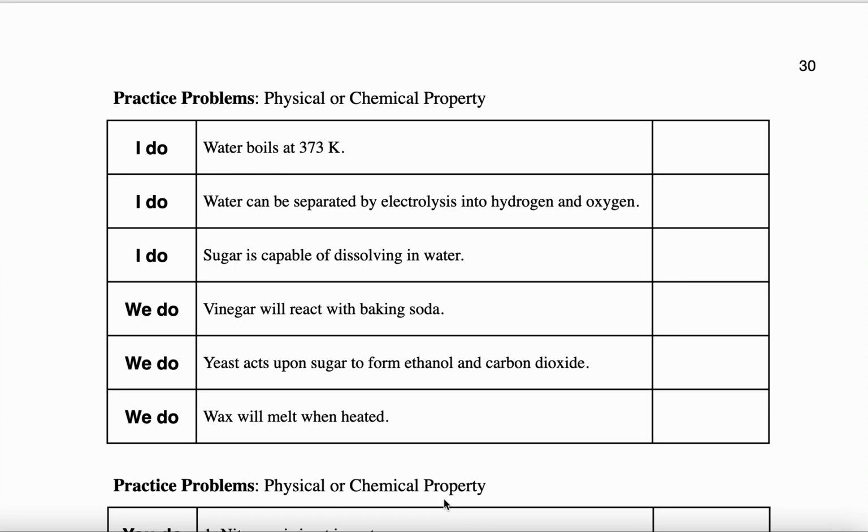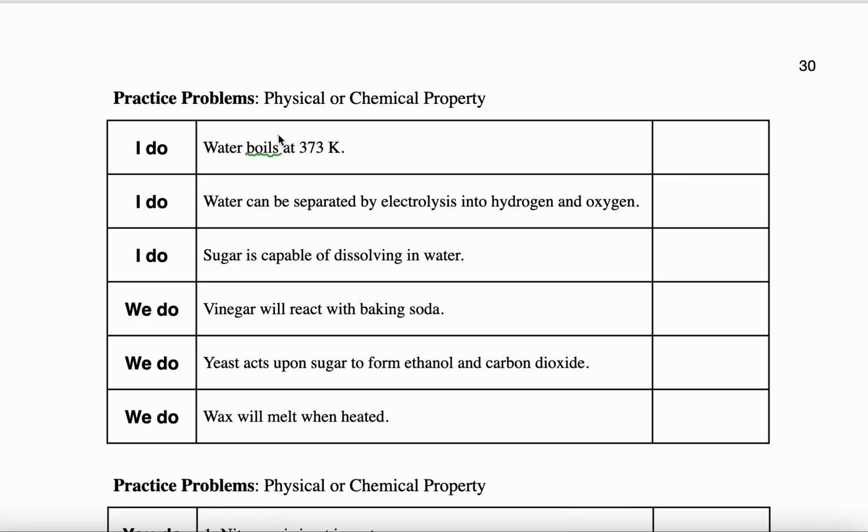Practice questions on page 30, determining whether a statement represents a physical or chemical property. So here we go. We're going to take a look at these statements and then think about what we wrote down on the previous page, page 29. The first I do, water boils. So I think about this term, water boils at a particular temperature.